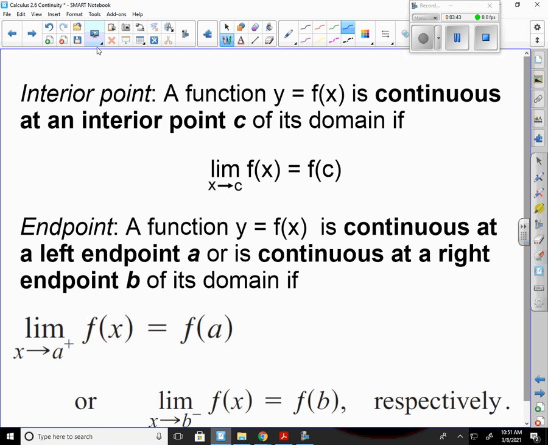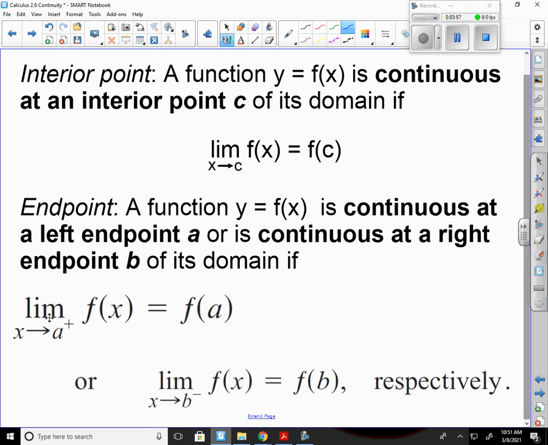At an endpoint, a function y equals f of x is continuous at a left endpoint a or a right endpoint b of its domain if. So if I'm looking at a left endpoint a, then as I approach, the limit as x approaches a from the right, if that's equal to f of a, so if I just plug the point in and my limit approaching from the right is equal to plugging the point in, then that gives me that it's continuous at that endpoint. Or if it's a right endpoint, then my limit as x approaches that right endpoint from the left of the function is equal to just plugging the number into the function.